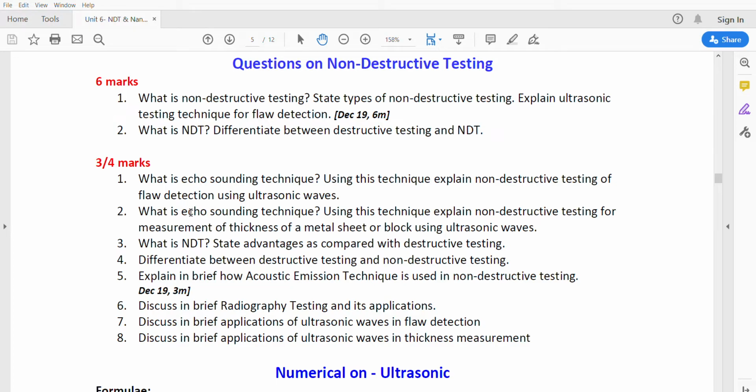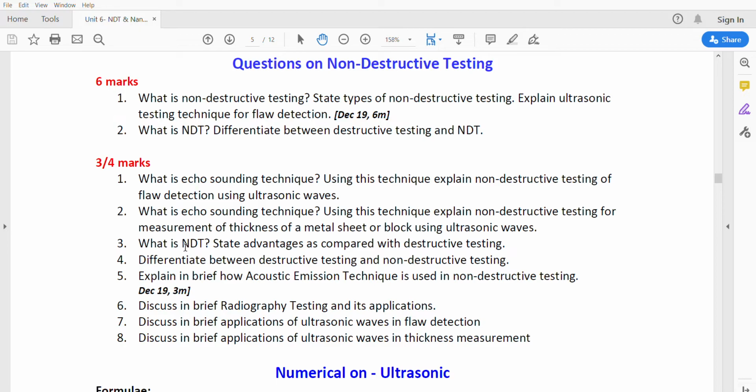The second question is: What is echo sounding technique? And we have to write what is the use of echo sounding technique in the application of the measurement of thickness of the metal sheet. So this is also we can get from ultrasonic testing method.